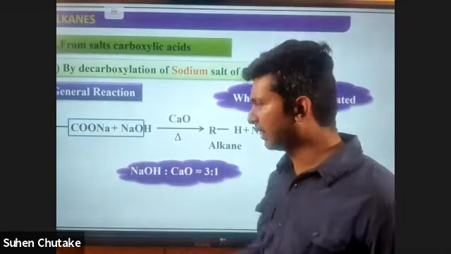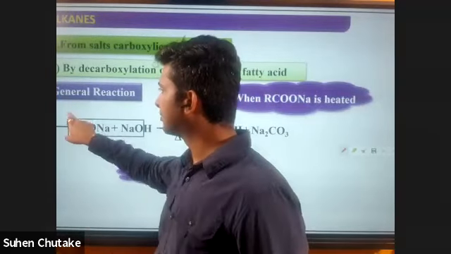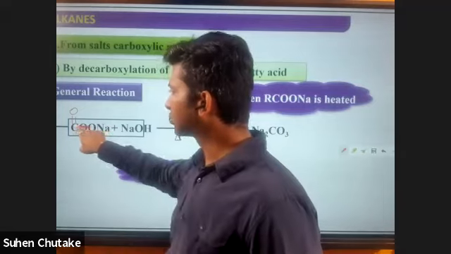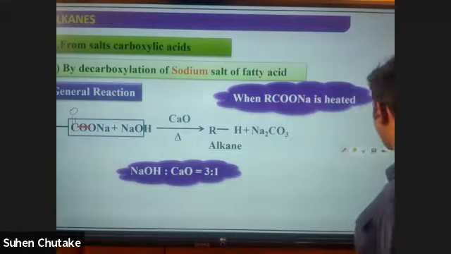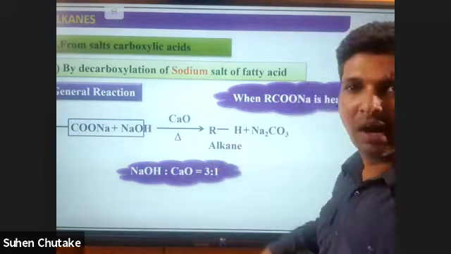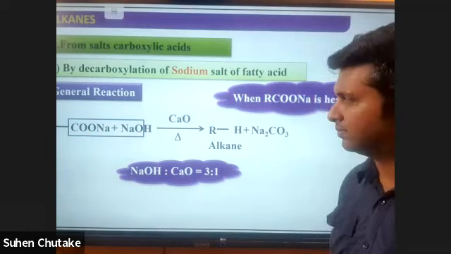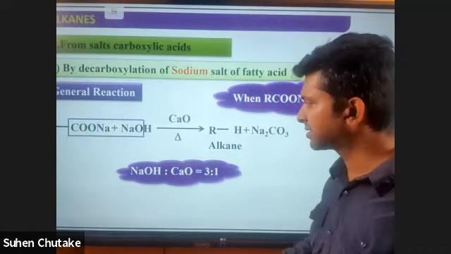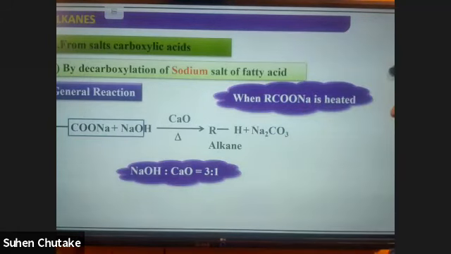Sir, you had not written it like that. Arre bhai, what I had written was C double bond O. One oxygen I had written like this, and one oxygen was connected directly. So this is also right, and our writing RCOONa, that is also right. Both are right. Both are giving you alkanes plus Na2CO3. NaOH and CaO together is called soda lime. And this is dry distillation. Remember the ratio of NaOH and CaO should be 3:1. Getting it?